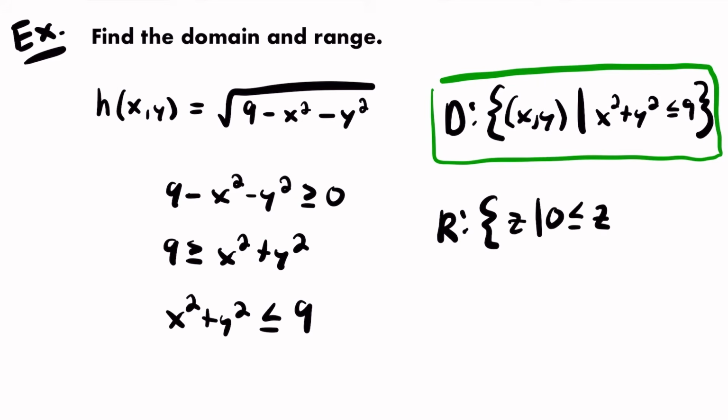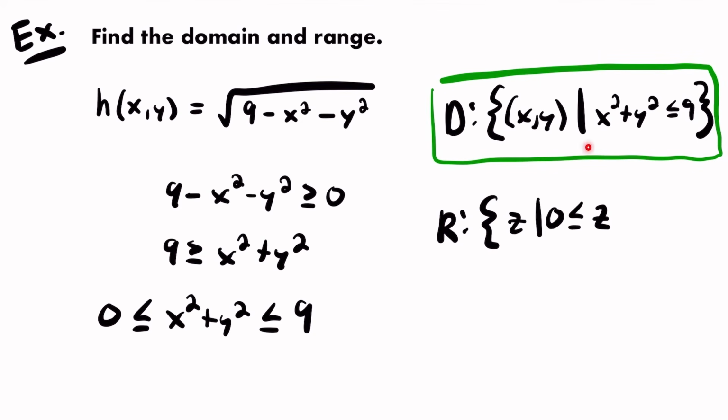But is there an upper bound? Is there a value that z cannot be bigger than? Well, actually, yes, there is. You might be tempted to say that z can be anything bigger than 0, but there is actually an upper bound, or an upper limit, to the value of z. Because if you think about it, x squared plus y squared is always going to be positive, right? It's always greater than or equal to 0.